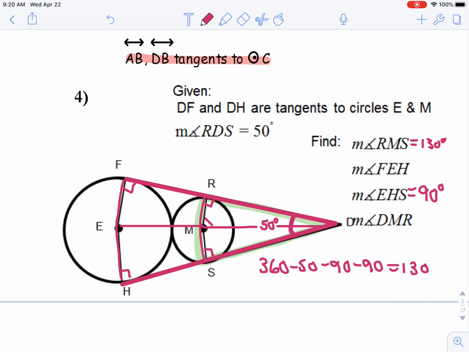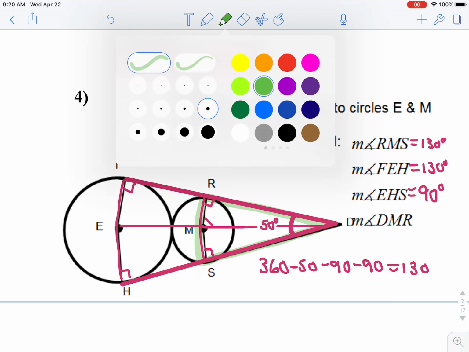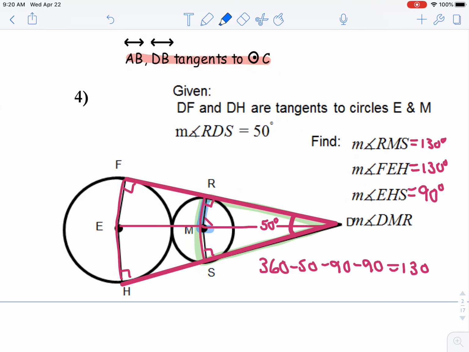Well, if we extend this out, we have a similar shape there. It has the 50, the 90, the 90, so it's going to be left with, again, another 130. So there's your FEH. Now, the other way you can do this is think about, now we technically have some congruent triangles here. This triangle and this triangle would be congruent. So you could always think about that problem this way.